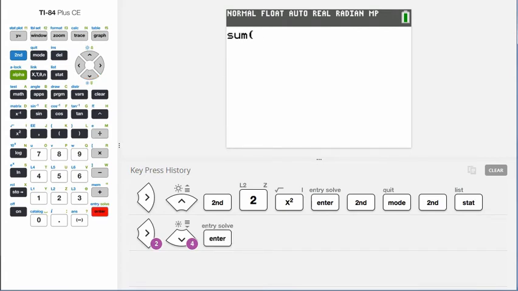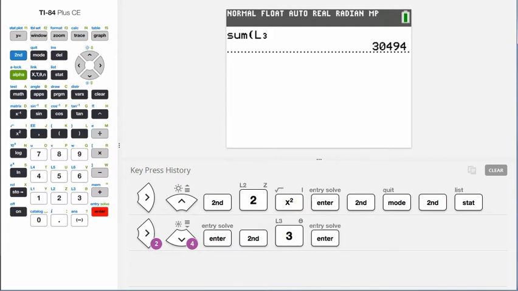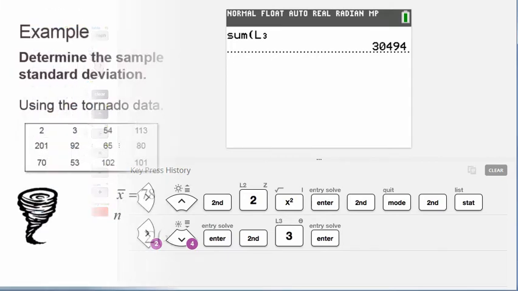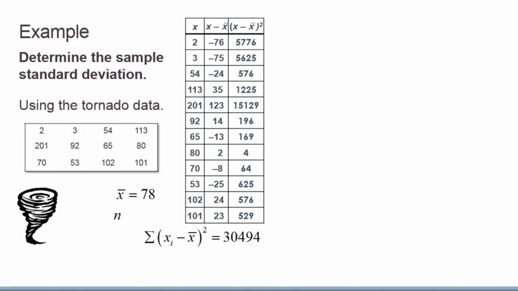Press enter, and the thing I would like to sum up is the third column of my table. So that's L3. Second, 3 types in L3 for me. I press enter, and I have a total of 30,494. The next thing I need to know is, how many pieces of data did I have?